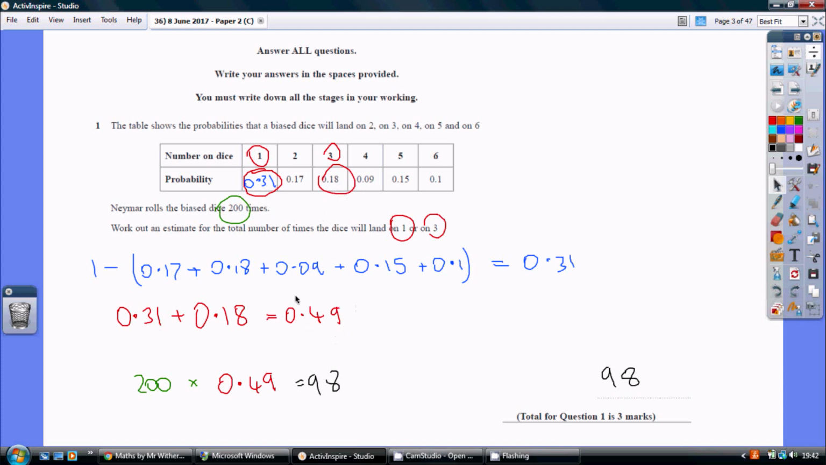So basically, if you roll the dice once, the probability of it landing on a 1 or a 3 is 0.49. So if you roll it 200 times, the number of times you'd expect to land on 1 or a 3 is 200 lots of this 0.49. So 200 times 0.49 is 98.